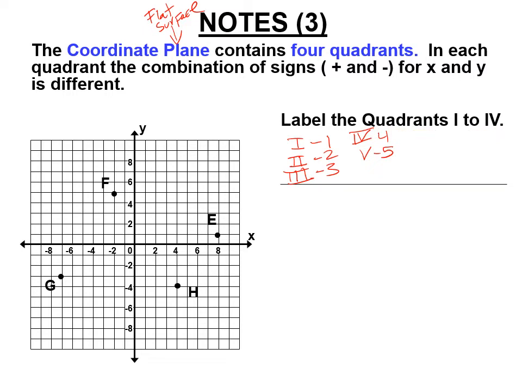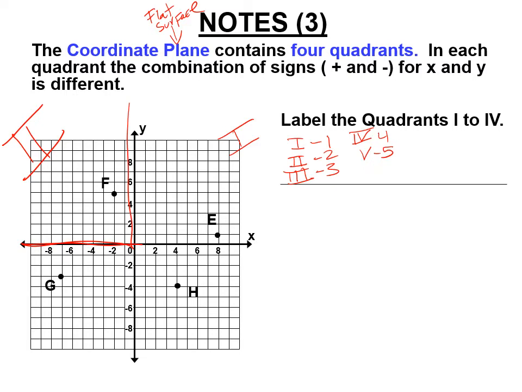So we're going to label these using 1, 2, 3, 4 in Roman numerals. It's just tradition. So this section where we've been graphing most of our time is quadrant 1. Then it goes counterclockwise, the opposite of a clock. And so over here is quadrant 2. So everything over in this section is quadrant 2.